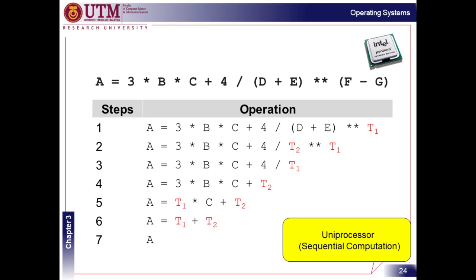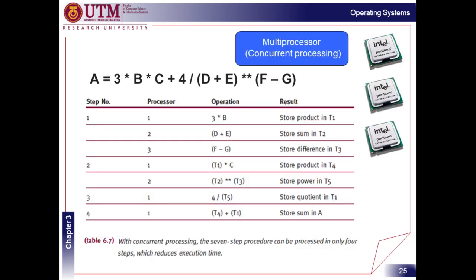This can be inefficient and slow, especially if some operation takes longer than others, or if some operations depend on other operations that have not been completed yet. In this slide, we will see how to use multiple processors to compute the same equation as in the previous slide.